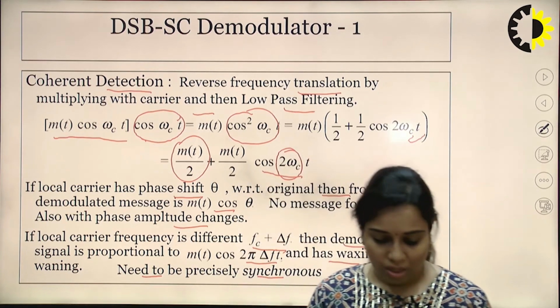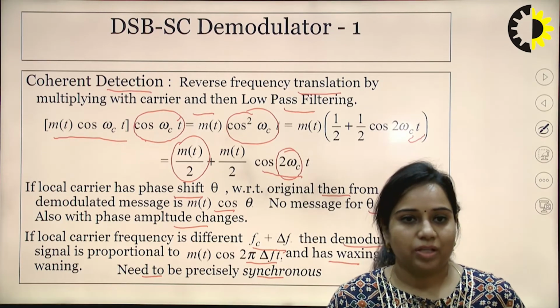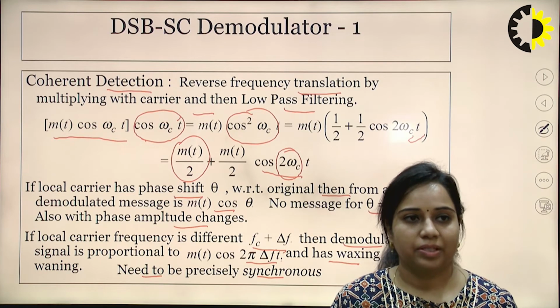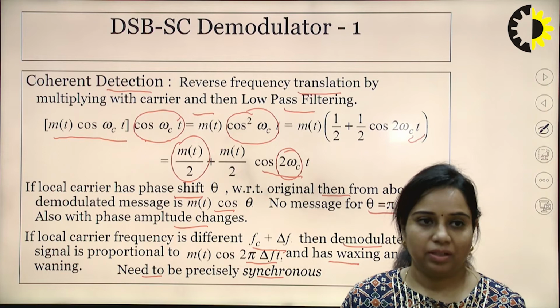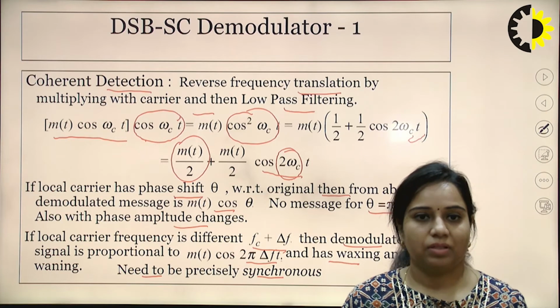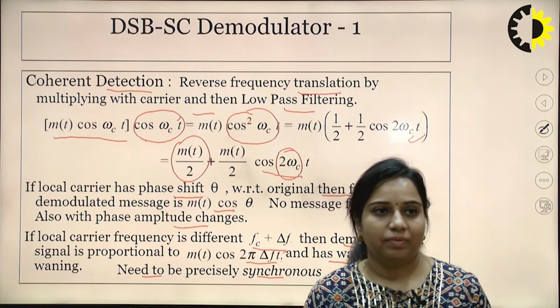So to synchronize the transmitter and the receiver side, we have to use the same local oscillator, which will produce carrier signals having the same phase and frequency both at the transmitter and receiver side.